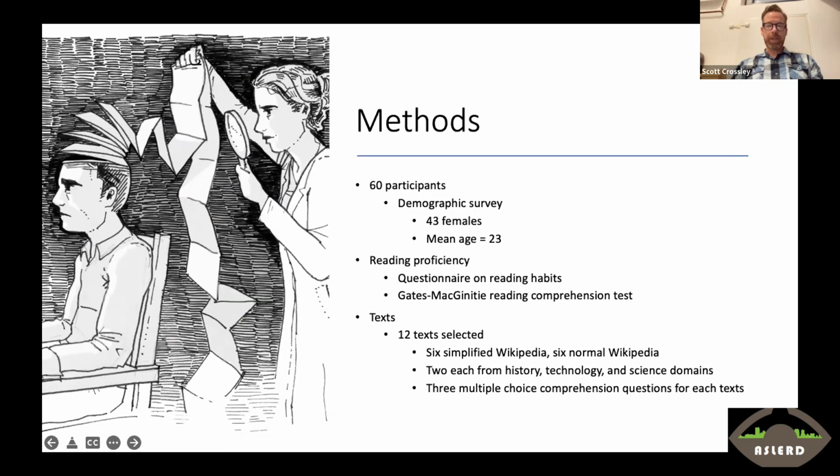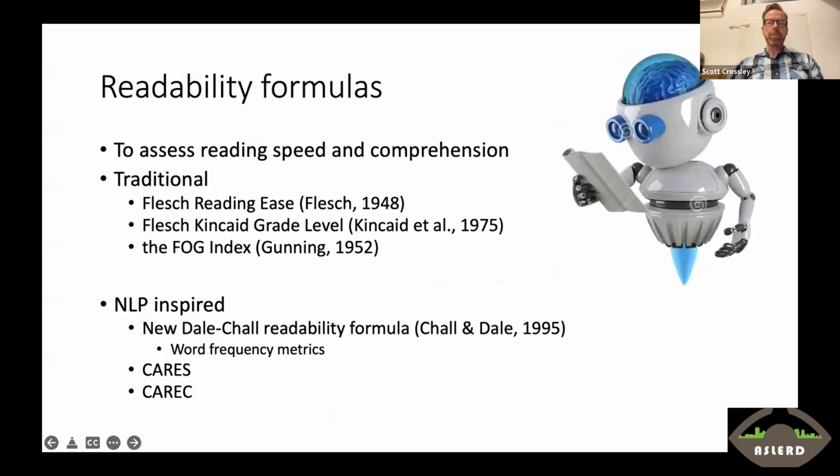We used 12 texts, and 6 of them were from a normal Wikipedia, and 6 were from simplified Wikipedia. So we had hopefully a variety of difficulty. We had 2 texts from history, technology, and science domains. And each of those texts had 3 multiple choice comprehension questions that were asked. So we looked at a variety of readability formulas, these traditional readability formulas and these new NLP-inspired formulas, including the new Dahl-Chall readability formula, which includes word frequency metrics.